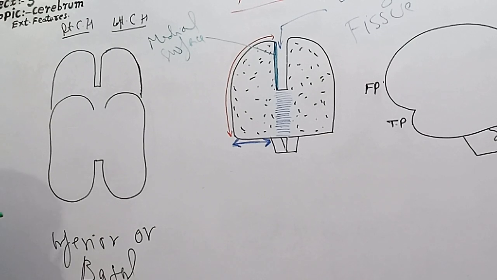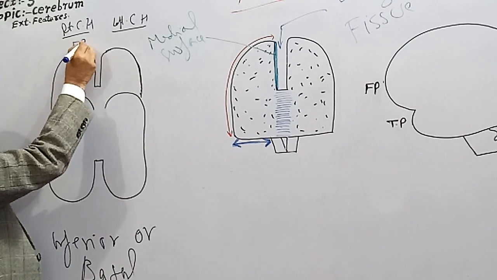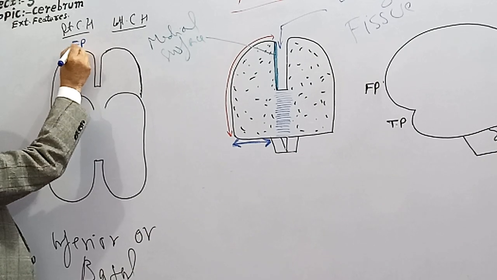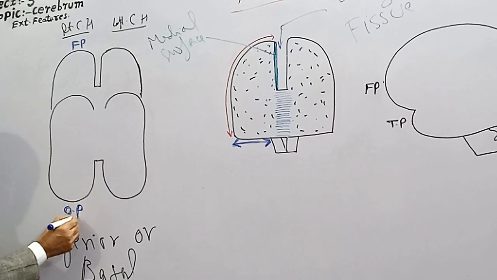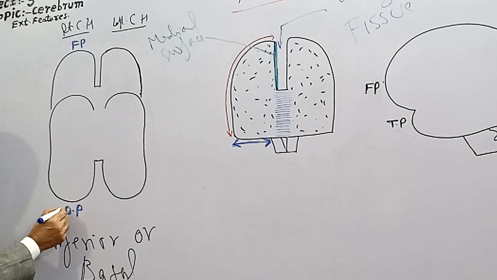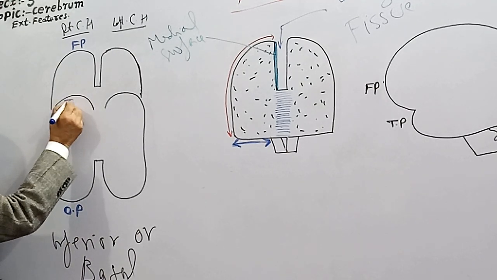Inferior surface. Now you can see this is the frontal pole directed anteriorly. This is occipital pole or posterior pole looking from below. And here this is temporal pole.